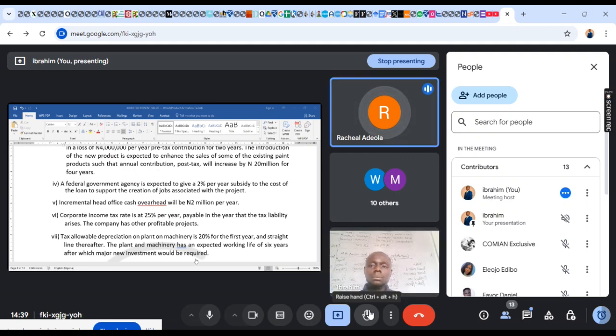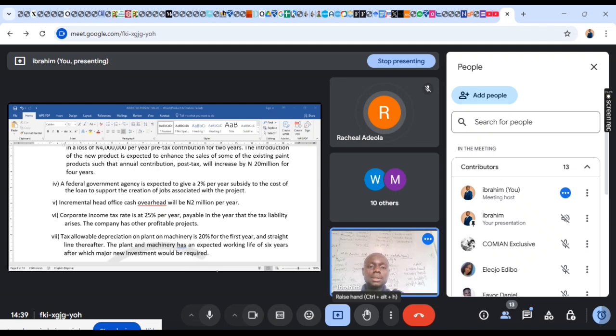Corporate income tax rate is 25% per year, payable in the year that the tax liability arises. The company has profitable projects, which means that tax is being paid. The year in which we make the profits, you pay the tax. No arrears.